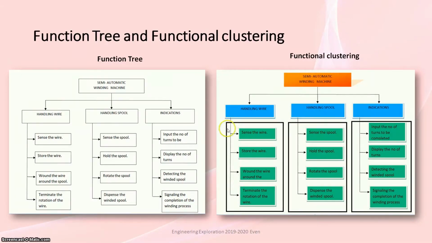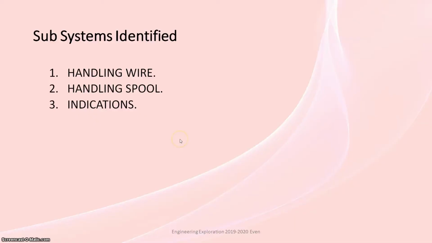As you can see in the function clustering, we have clustered all the functions of a particular subsystem. The blue boxes are the subsystems and the green boxes are for the functions. Subsystems identified. We have identified 3 main subsystems and they are handling the wire, handling the spool and indications.